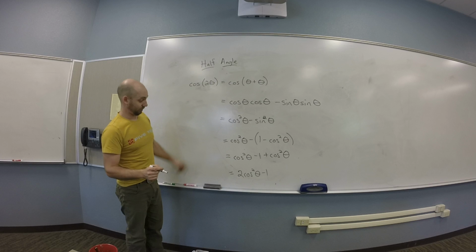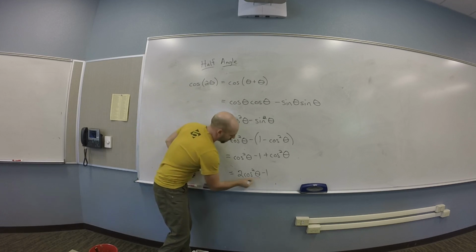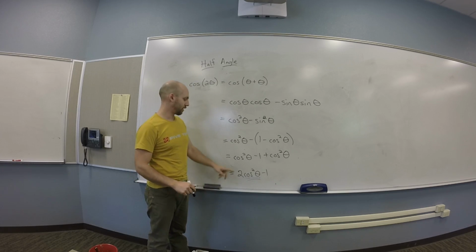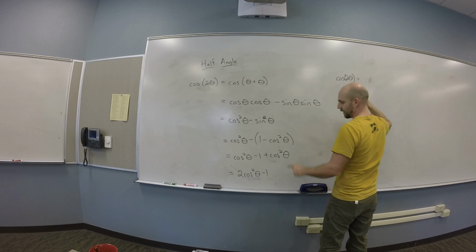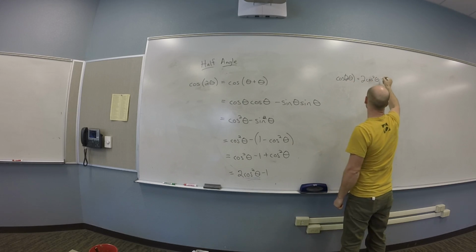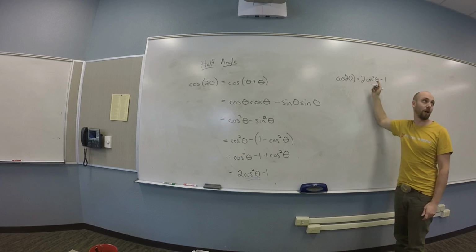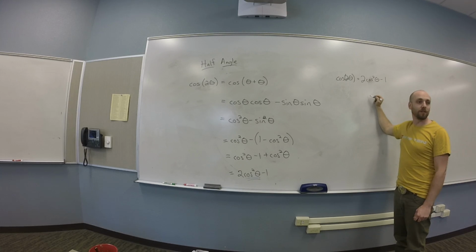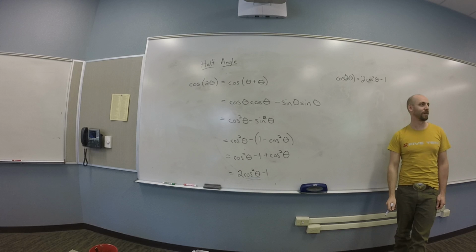The thing of interest to me here is this cosine squared of theta, so I'm going to solve for cosine squared of theta. I have here cosine of 2 theta is 2 cosine squared theta minus 1. This is called the double angle formula, but I want the half angle formula, so I want this thing by itself. I'm not motivating this at all, but there is an extremely good reason for this.